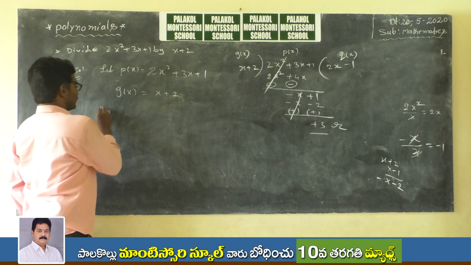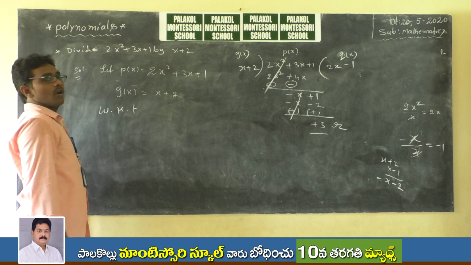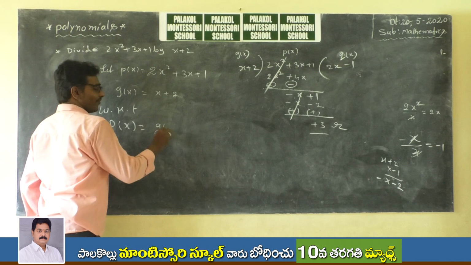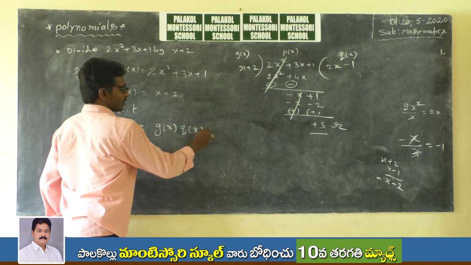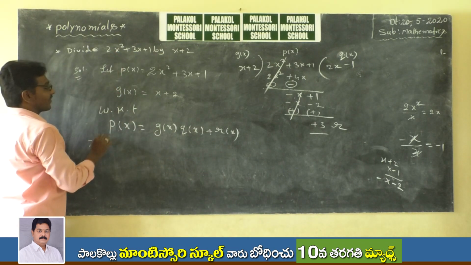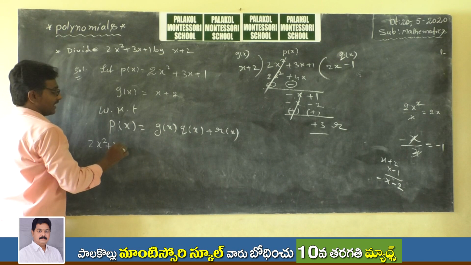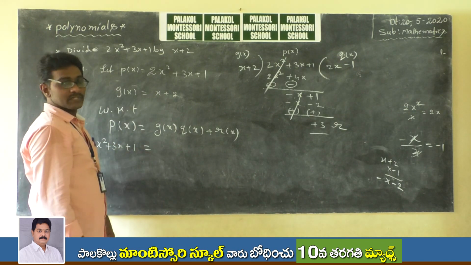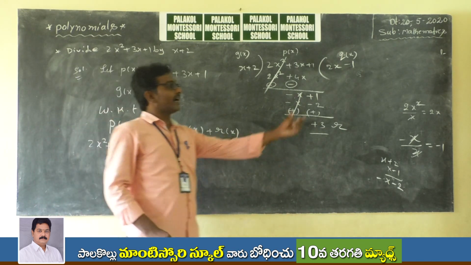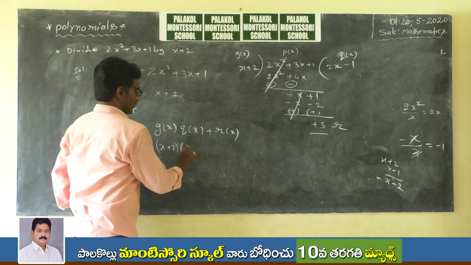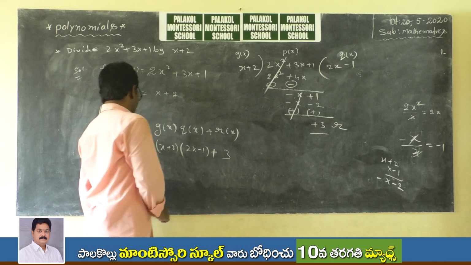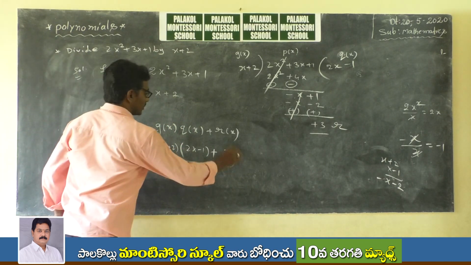Okay, you know the division algorithm. What is the symbolic form? P of x is equal to g of x times q of x plus r of x. Here g of x means x plus 2, p of x means 2x squared plus 3x plus 1, q of x we already found is 2x minus 1, and r of x here is 3. Okay, this is the division algorithm.